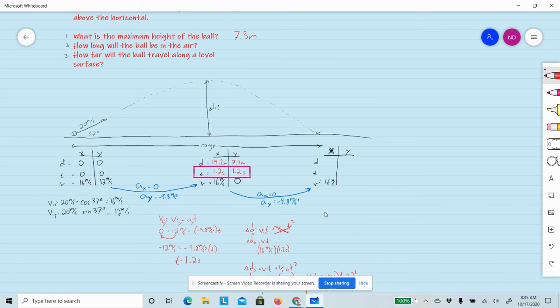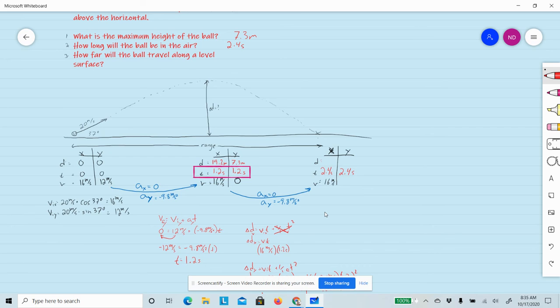How long will the ball be in the air? Well, you might recognize it. If the up trip and the down trip are symmetrical, if it takes 1.2 seconds to get to the peak, it's going to take 1.2 seconds to fall. So this is going to be 2.4 seconds.